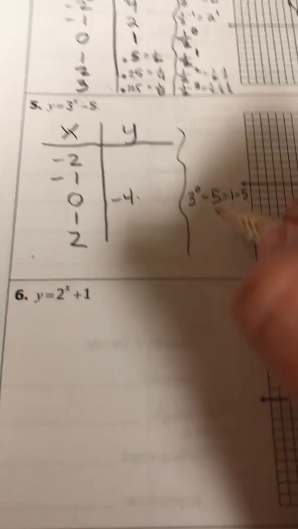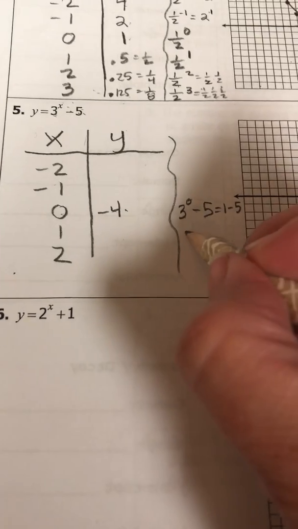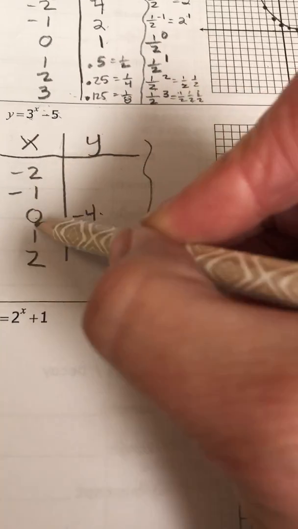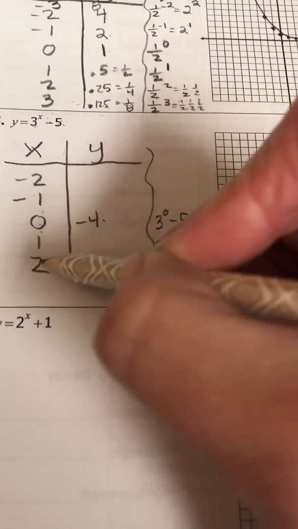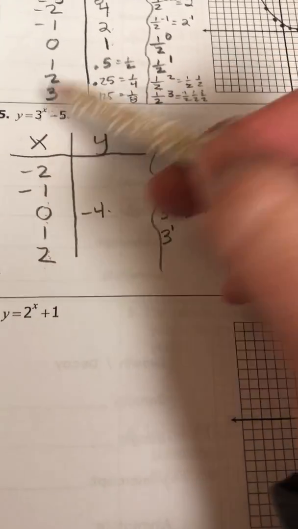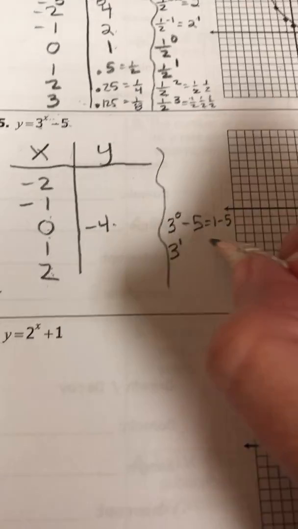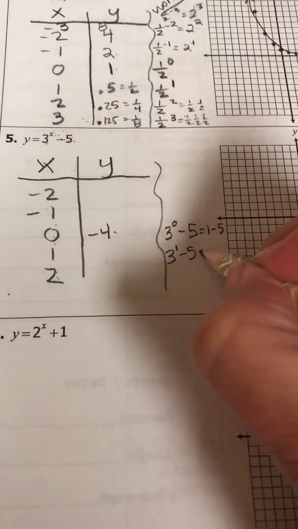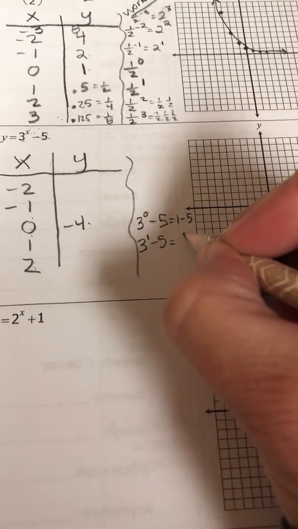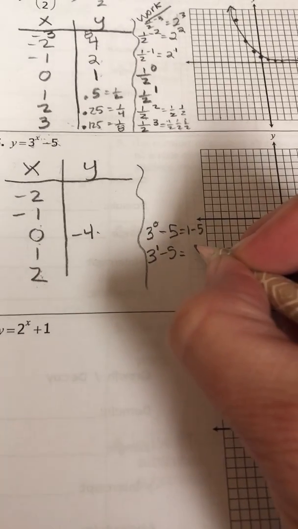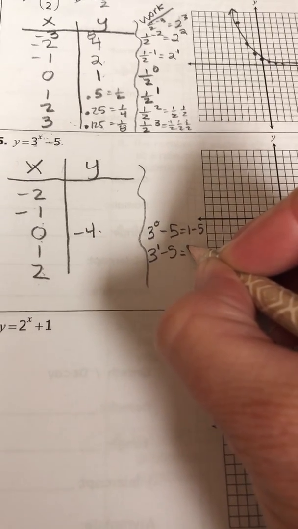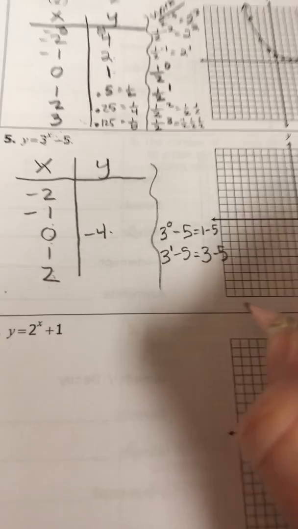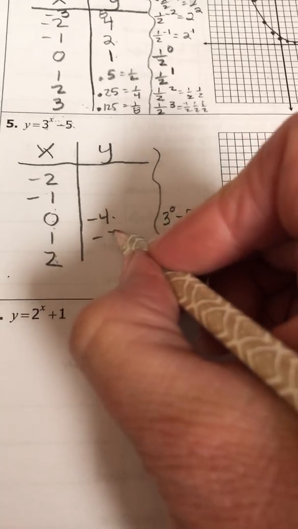Okay. So if I go up to 1, now I'm going to have 3 to the 1st power. Remember, these exponents I'm just plugging in for x, my x values that I created, and I got it from my exponential form up here. So if I have 3 to the 1st power minus 5, don't forget that I have to subtract 5. I have 3 to the 1st power, which is now going to be 3 minus 5. 3 minus 5, negative 2.